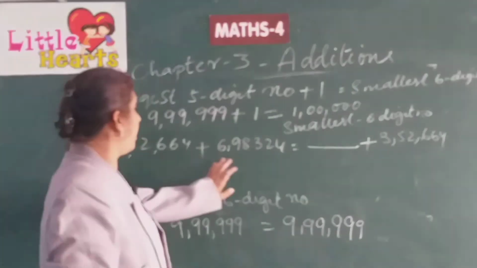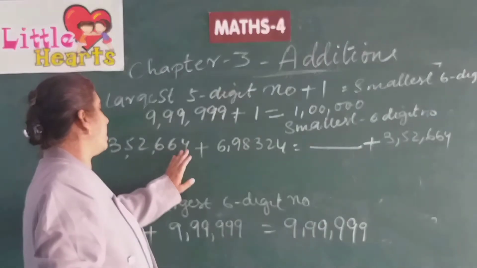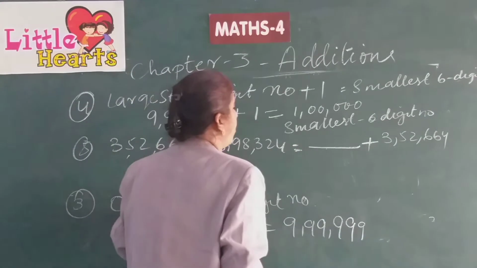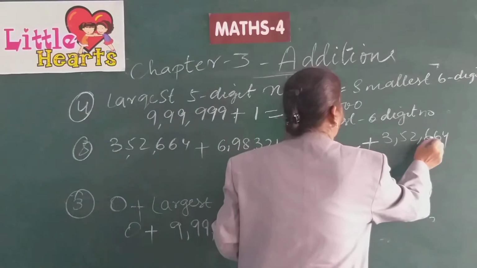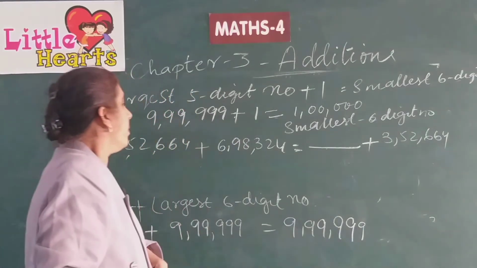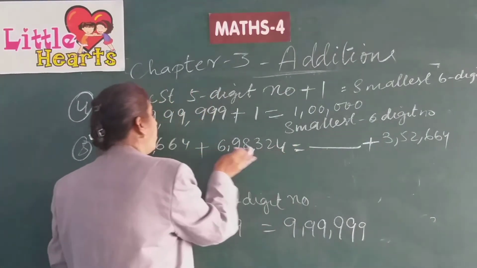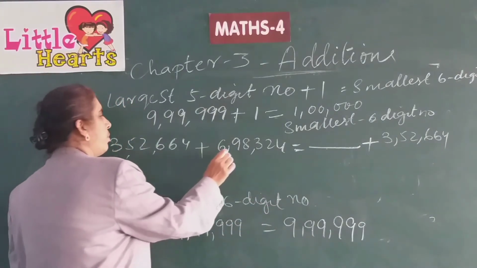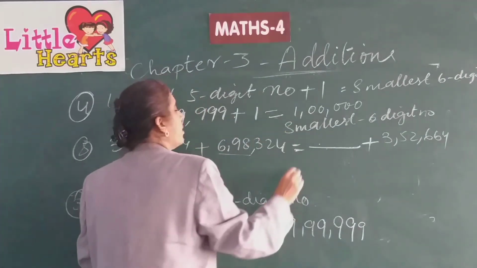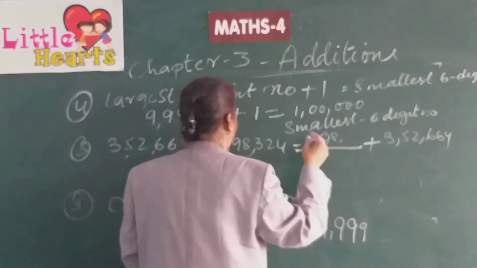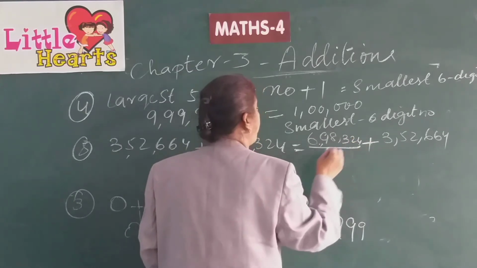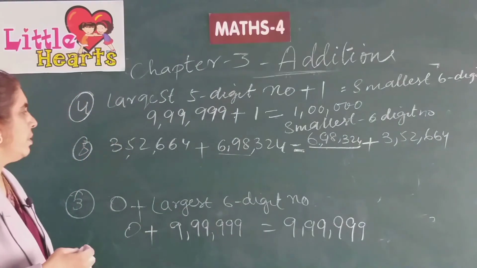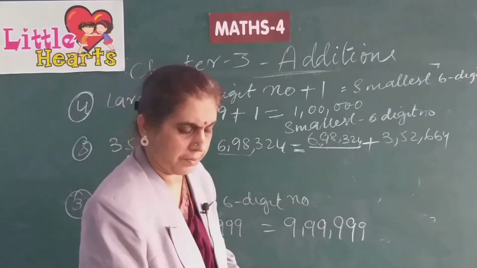So here two numbers are given, 3,52,664 plus 6,98,324 equals dash plus 3,52,664. Here equal to is given, and when two numbers are added in any order, we get the same answer. So we have to write the missing number here, 6,98,324. We know that the sum is the same when the numbers are changed and added. So the missing number should be written here.